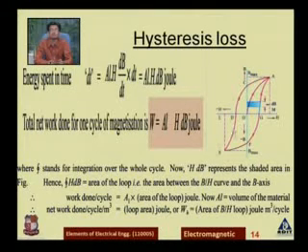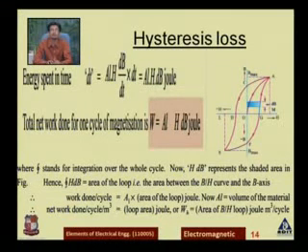So all these things can be seen over here, where if we integrate, the integration for one cycle will be H into dB. So H dB will represent the area that is shown over here, that is, ∮H dB is the area of the loop, that is, the area between the BH curve and the B axis only, right?